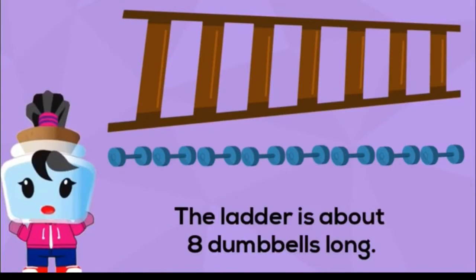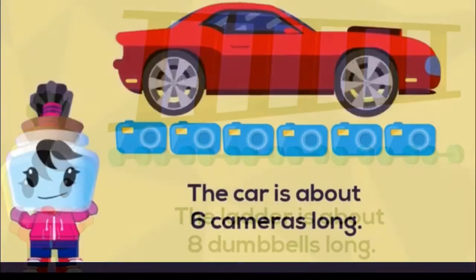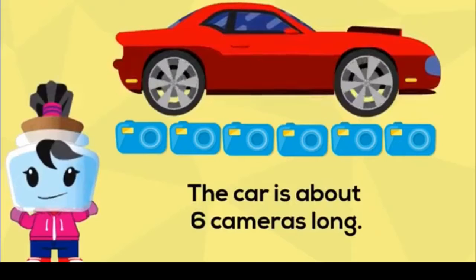You guys measured this ladder in the video to be 8 dumbbells or 8 weights long. Now, usually we don't measure with weights, we measure with a ruler so we can see how many inches something is. But measuring with another object is a non-standard unit of measurement. And here's the other one. You guys measured a car in the video with cameras, and you saw the car to be about 6 cameras long. And so I have a couple examples of things that I measured using non-standard units of measurement, just to kind of review with you guys.